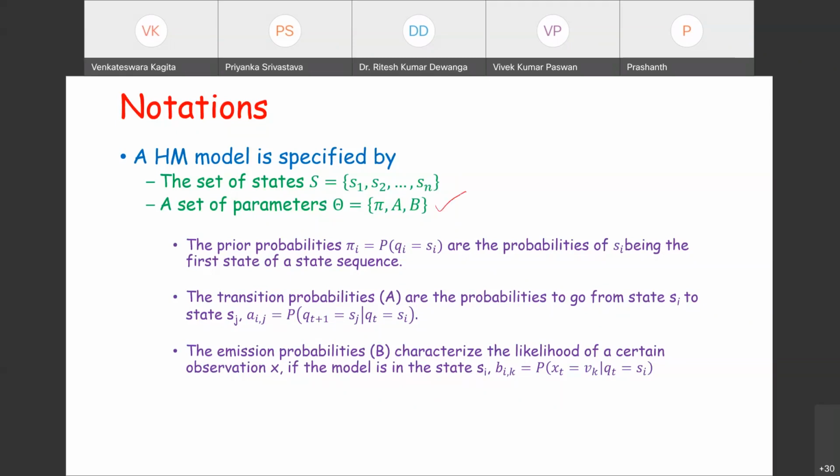Even when you are implementing, you need to specify this phi, A, B. HMM is the model from sklearn. So import HMM from sklearn and try to pass the parameters that are required and try to solve it. Okay, so let us proceed.